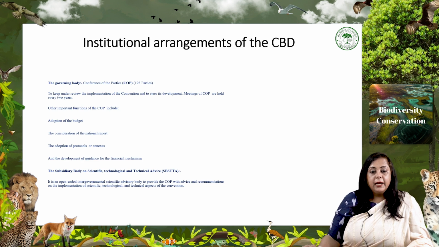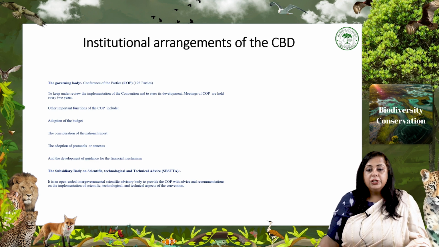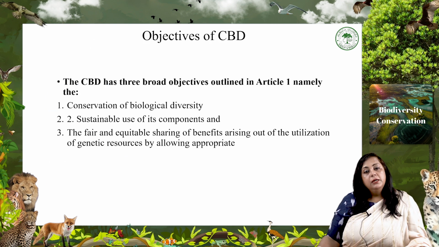The Subsidiary Body on Scientific, Technical and Technological Advice, SBSTTA, is an open-ended intergovernmental scientific advisory body to provide the COP with advice and recommendations on the implementation of the scientific, technological and technical aspects of the convention. So, SBSTTA is actually the subsidiary body of scientific, technological and technical advice. So, this basically gives the advice and recommendations on the implementation of scientific, technological and technical aspects of the convention.